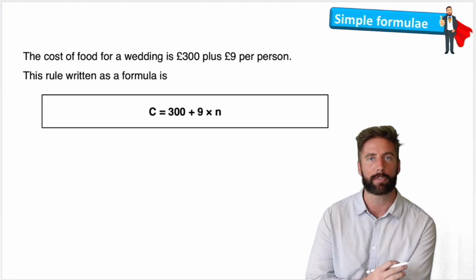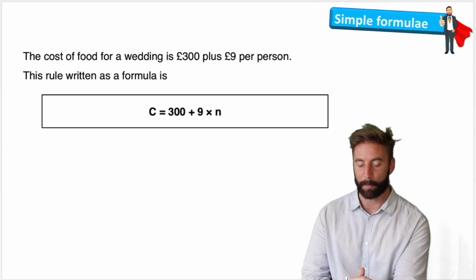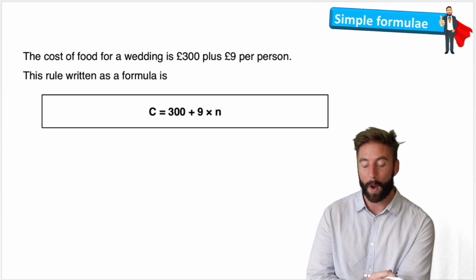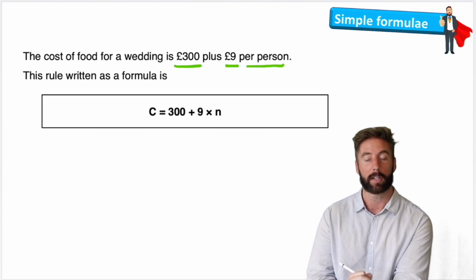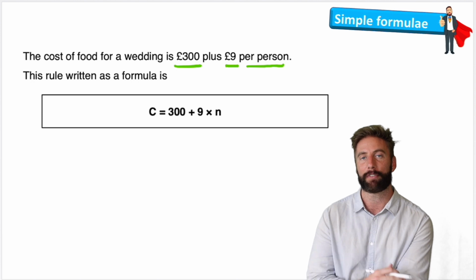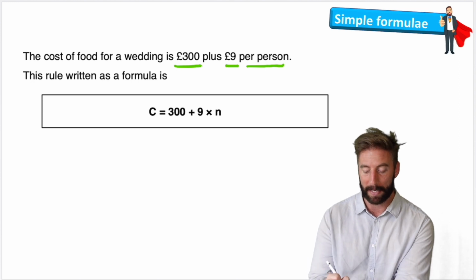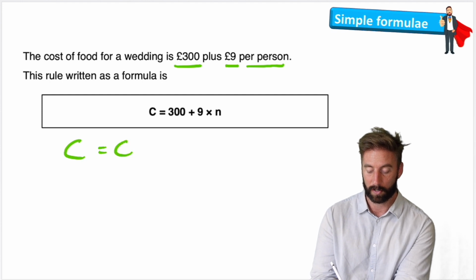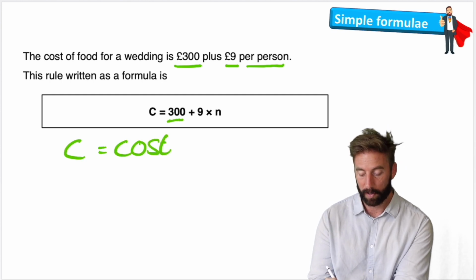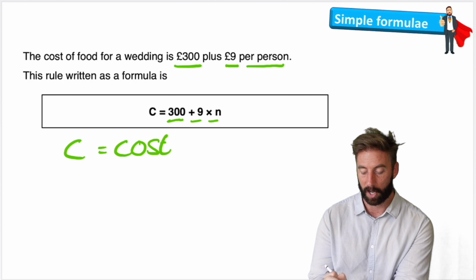Okay, let's see how else formulas can be used. Let's look at this statement. The cost of food for a wedding is £300 plus £9 per person. This rule can be written as a formula, and the formula would be C, and in this case C will stand for cost, equals 300 plus 9 times n.